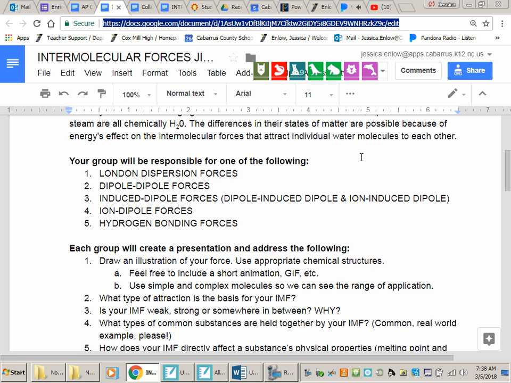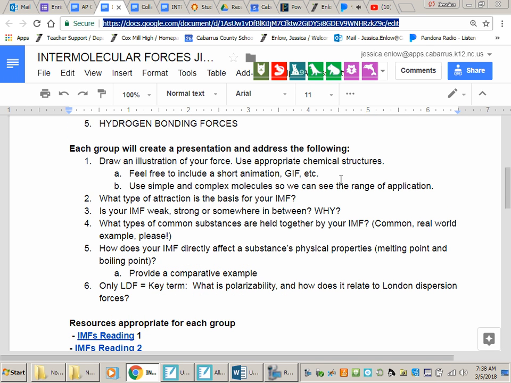You've heard of 3 of these, maybe 4 of these. The other ones are actually kind of self-explanatory if you think about what it's saying in this title. But within your group, you will be drawing an illustration. Of course, these are going to be images that you guys can find online. You don't have to draw it right now. Use appropriate chemical structures. Try to include some real, simple ones and then some more complex ones. It's not humongous organic molecules, but just a little more complex than water.